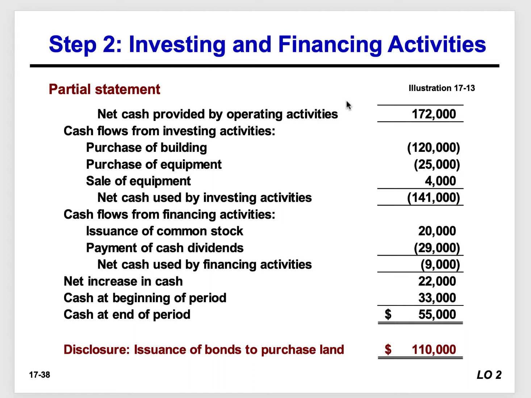Now, what we're not seeing here is the debt, right? The long-term debt. If we issued long-term debt, we would add that. If we retired some long-term debt, we would see that here as well, okay? Now, here's the important thing, right? Look here. We have the net increase in cash, okay? Basically what we did was, and we got $22,000, okay? How did we get that number?